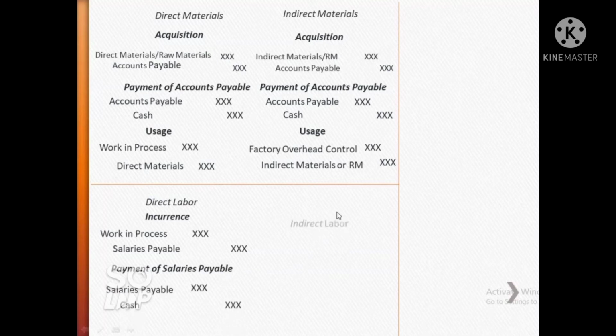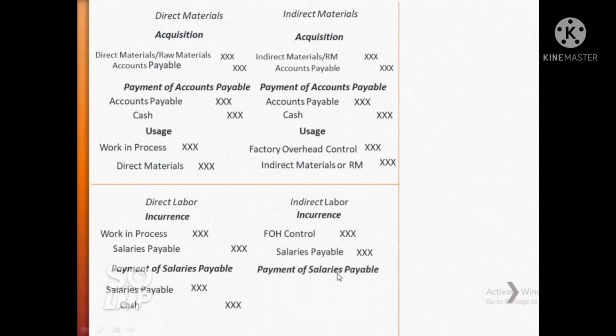On the indirect labor also, they are similar, but instead of debiting the work in process account, the indirect labor upon incurrence will be debited to factory overhead control account and credited to salaries payable. On the payment of salaries payable, they are exactly the same. Debit salaries payable and then credit cash.